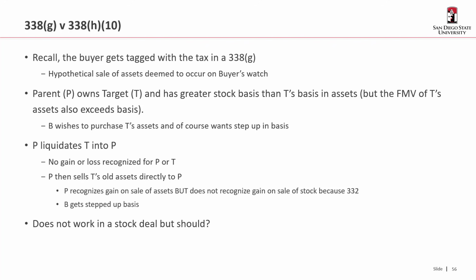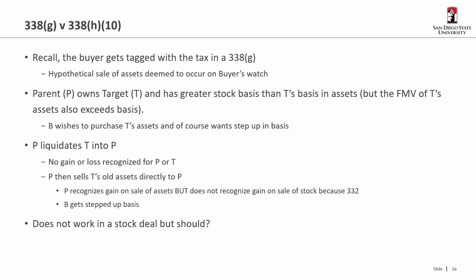Recall that when the buyer is doing a 338 election, they get tagged with the tax. The hypothetical sale of assets is deemed to occur on the buyer's watch. So parent P owns target T and has a greater stock basis than T's basis in the assets, which is the typical issue. But the fair market value of T's assets also exceeds basis. B wishes to purchase T's assets and, of course, wants a step up in basis.